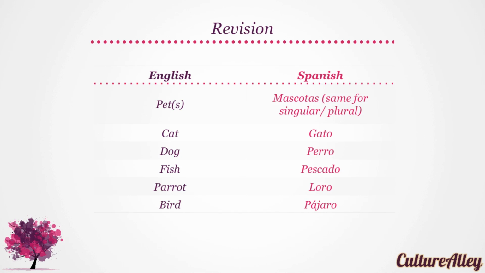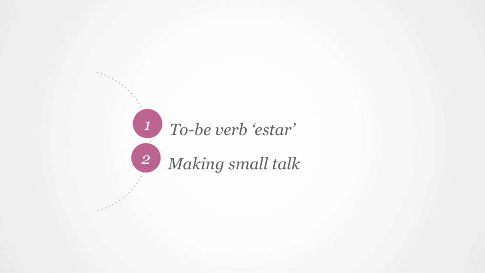Pez. Parrot is translated as loro, and bird is pájaro. Say that yourself, please. Pájaro. Great. So let's see what our lesson objectives are today.